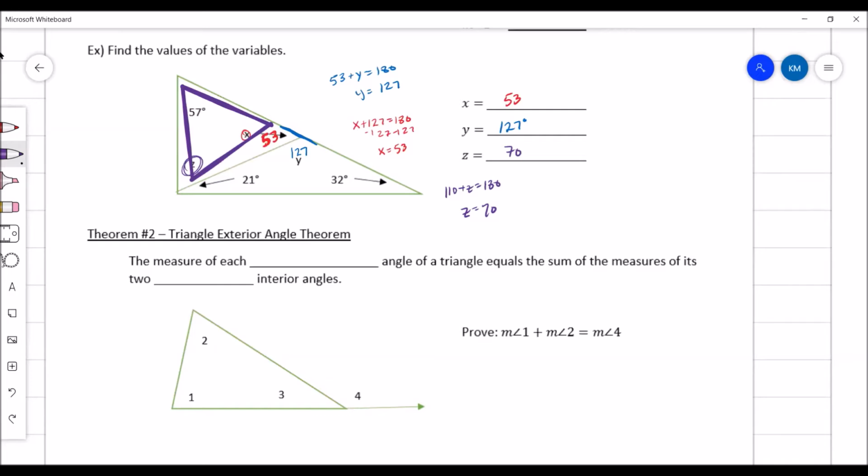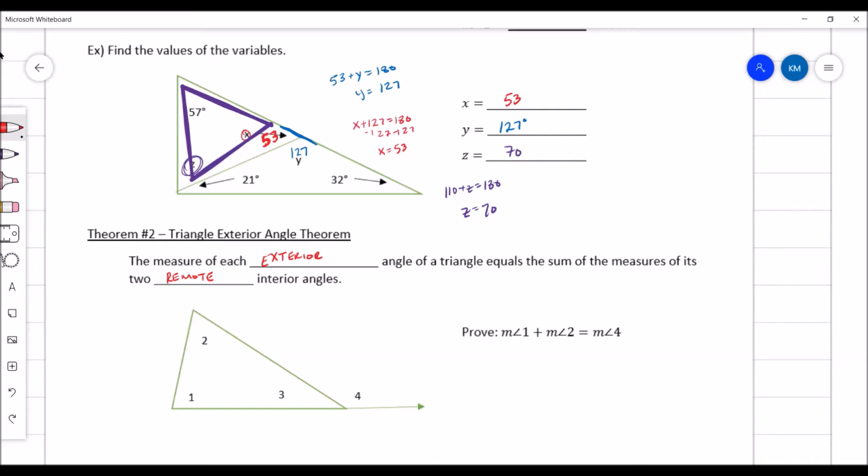All right, second theorem, the triangle exterior angle theorem. This triangle exterior angle theorem says the measure of each exterior angle of a triangle equals the sum of the measures of its two remote interior angles. And I still remember learning this in high school, and this is what my high school teacher showed me, so I'll show you guys because it must have worked, I guess.